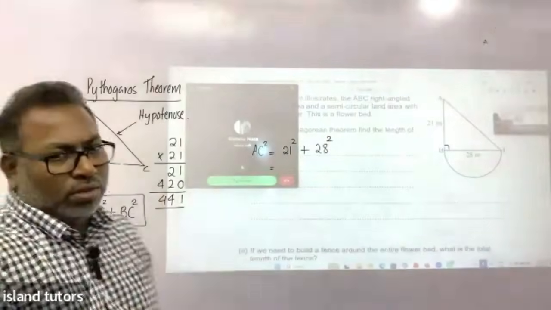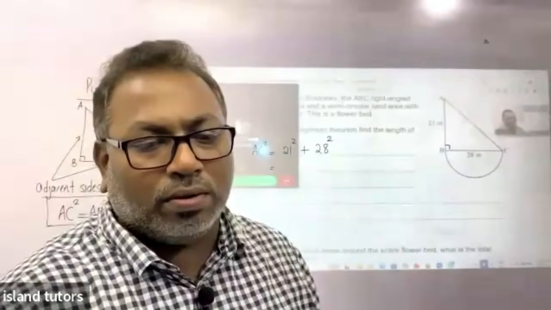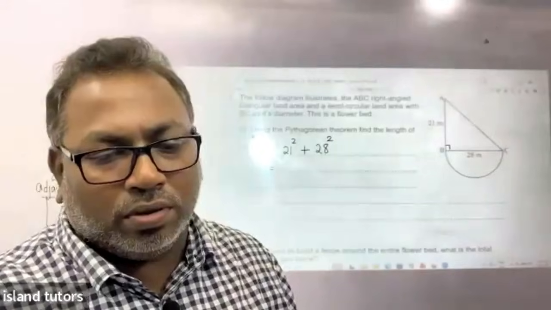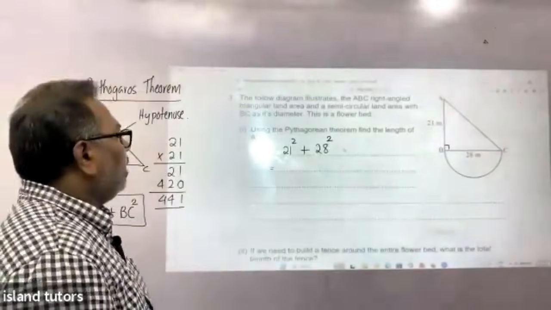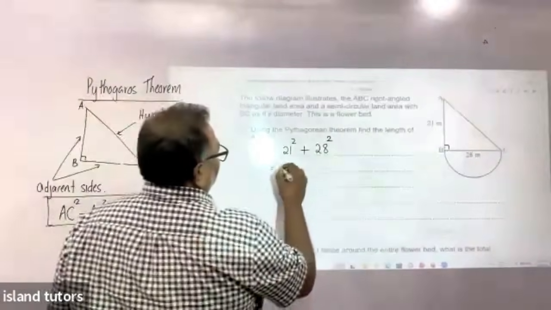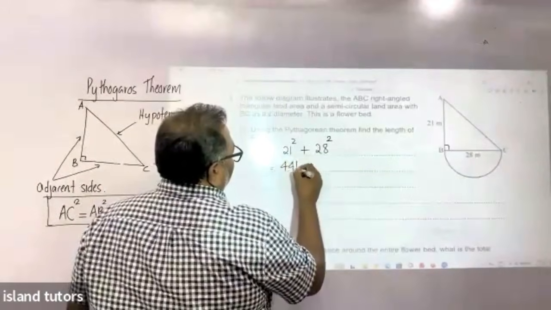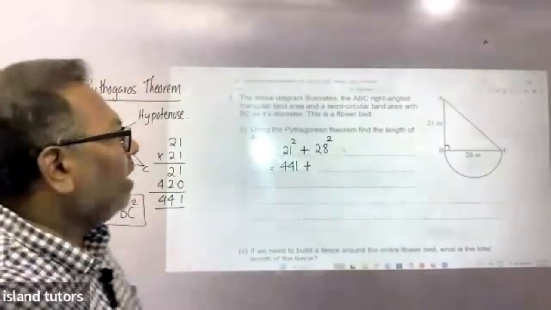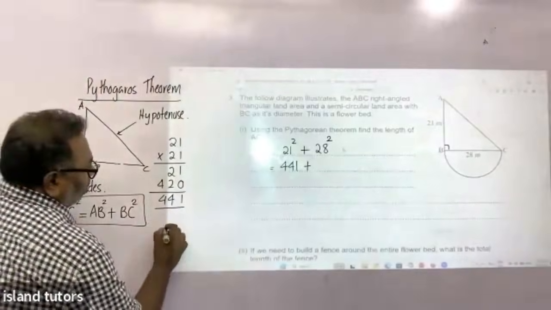441. Okay, 441 plus 28 squared. So 28 squared also, please do the calculation.